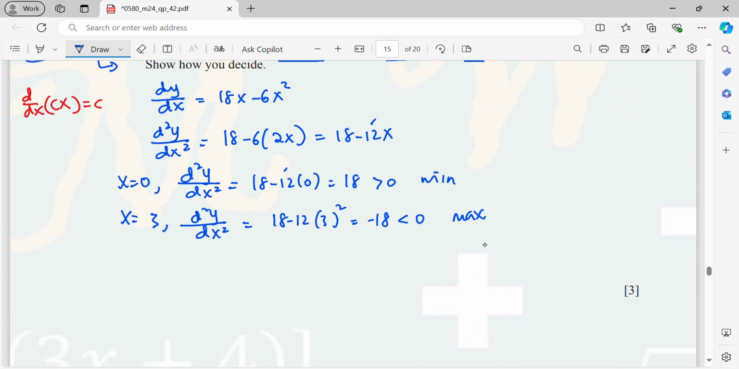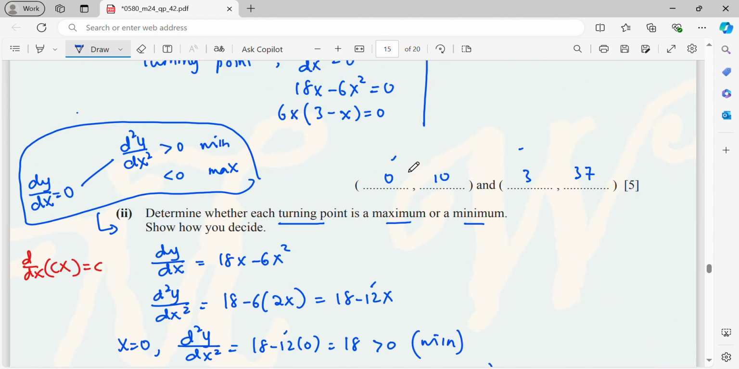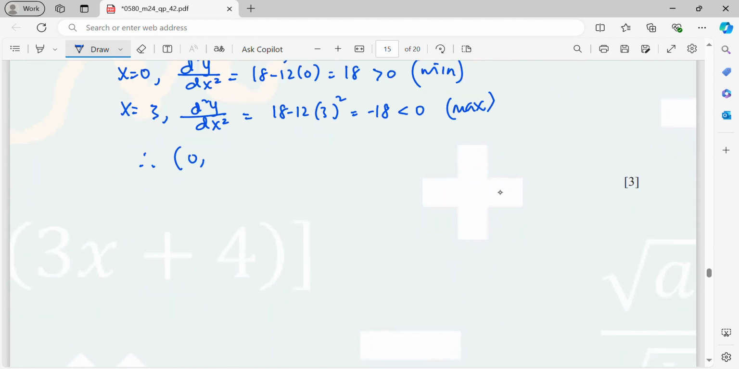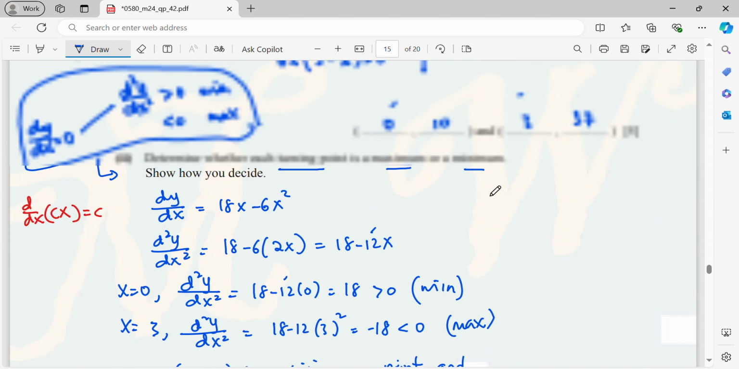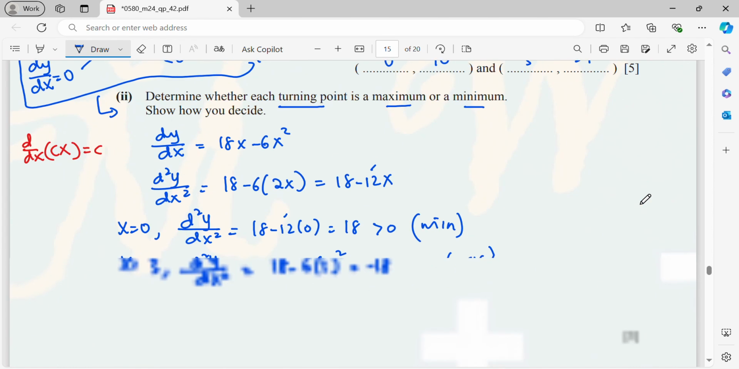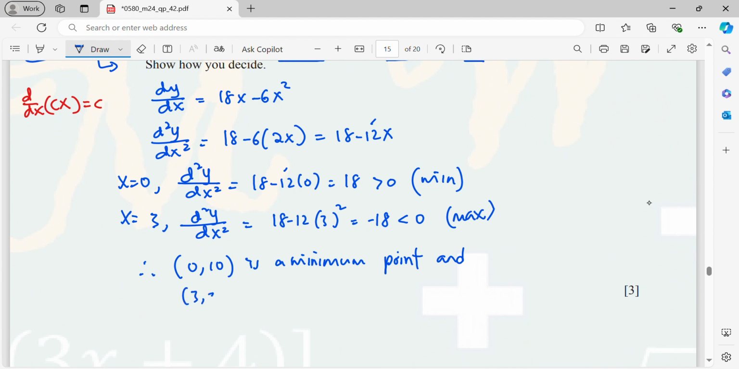Okay, therefore, from here, I will write my point. The first point, (0, 10), is basically a minimum point. And my second point with coordinates (3, 37), that is a maximum point. Alright, so done for this part.